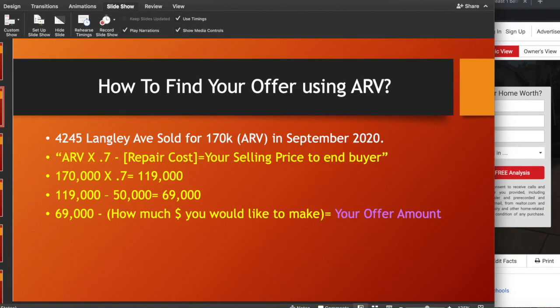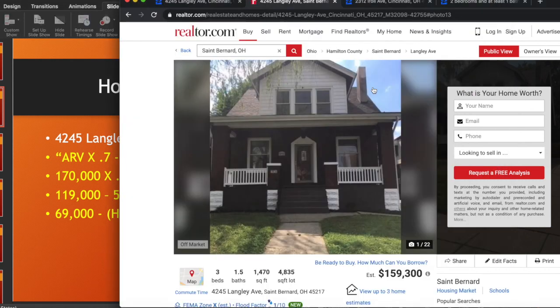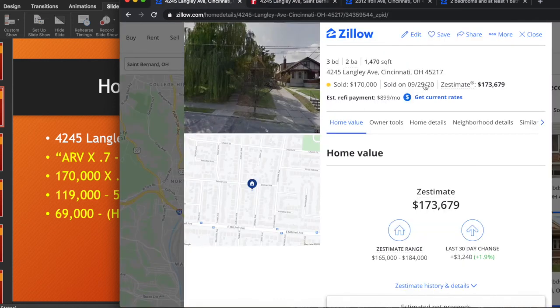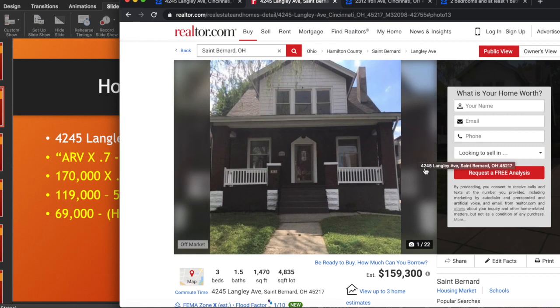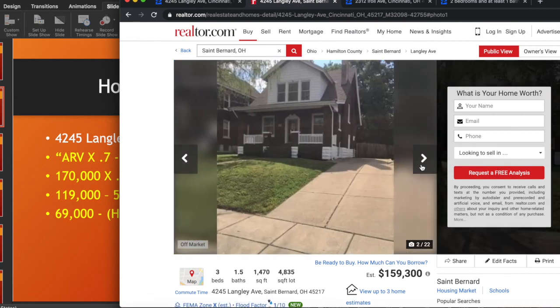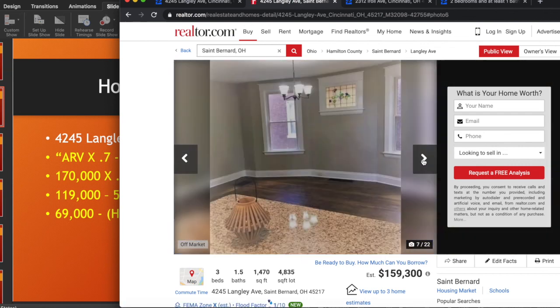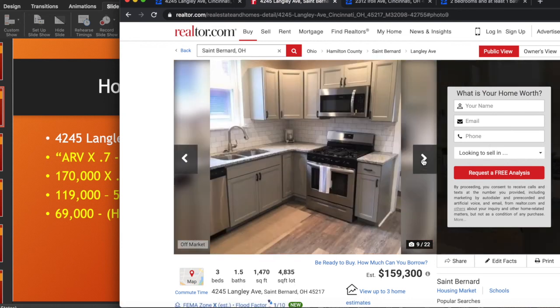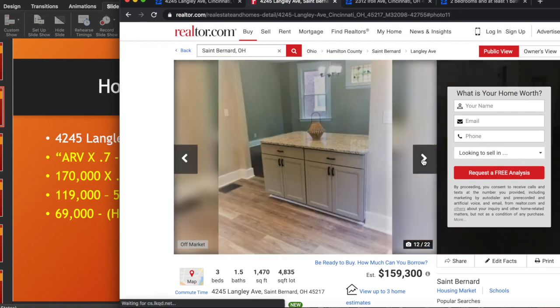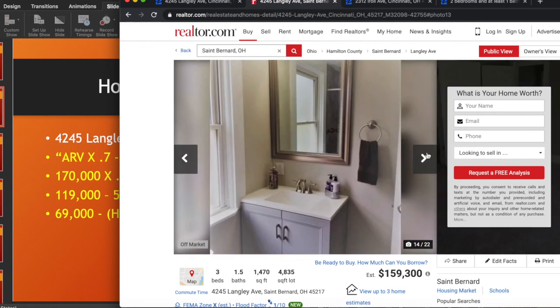So the way you actually find your offer using the ARV can be shown in this example. The property at 4245 Langley Avenue just sold back on September 29th of 2020 for $170,000. This is how the property looked inside. It was a brand new rehab. As we can see, it was freshly redone, vacant when it was sold. Everything's brand new, just to give you guys an idea.